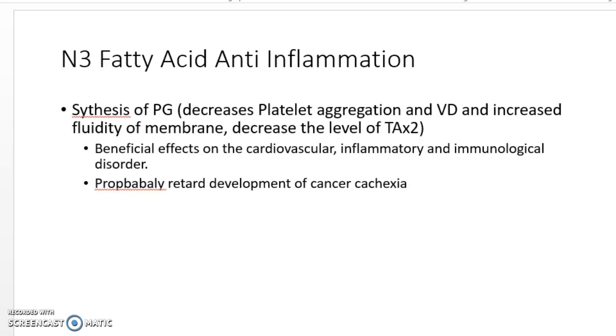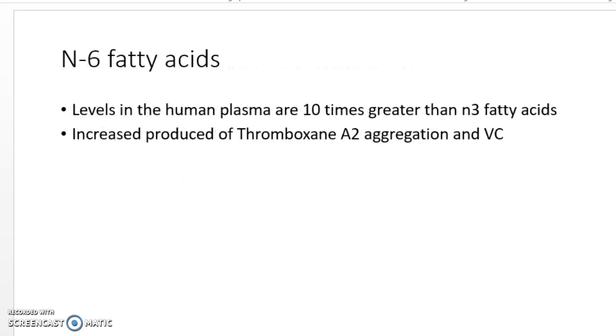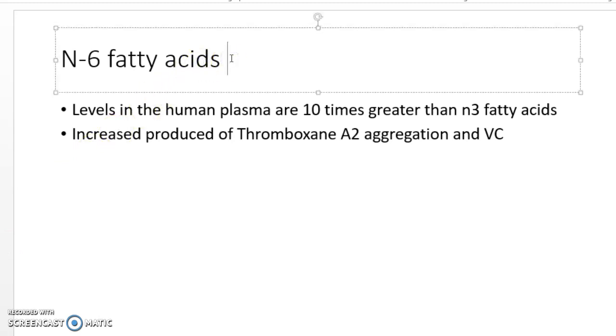So I just want to recap. N3 prevents platelet aggregation, prevents any type of clot formation, promotes vasodilation, increases the fluidity of the membrane, and probably retards the development of cancer cachexia. It has beneficial effects on the cardiovascular system, inflammation, and the immune response. Very simple. Opposite to that, N6 promotes platelet aggregation and causes vasoconstriction. You want to get more of N3 because that's more anti-inflammatory, and N6 is more pro-inflammatory.